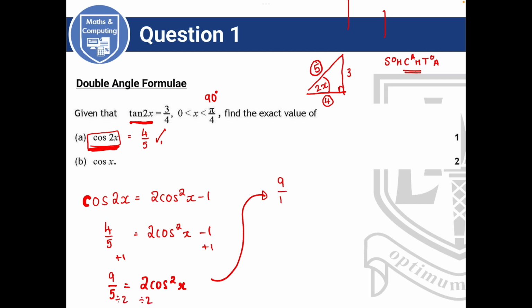So that's going to be 9 over 10 is equal to cos squared x. And remember, all that really means is the exact same as cos x squared. So if I want to get cos x by itself now, I'm going to need to square root both sides. So that's going to be equal to the square root of 9 over 10. And let's just, for talking's sake, finish this off as 3 over root 10 just there. Okay, and that would be our first question done.